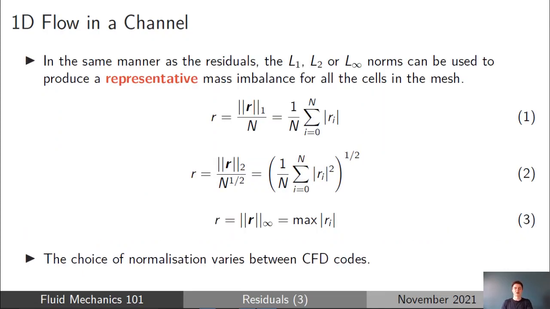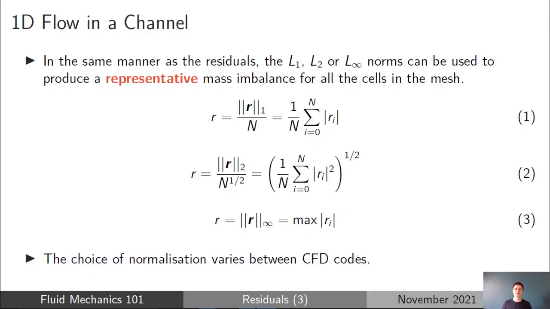Now, you'll have noticed, of course, that because every cell in the mesh has its own mass imbalance, when we're tracking convergence, we generally don't want to track all of those imbalances. We want to draw our line plot with a single value that converges, because it's a lot easier for us to track and to assess the convergence of our case. And the way that we go from our vector of mass imbalances to a single value is the same way that we did for the residual vector in part 1 of this talk. You can use the L1 norm, the L2 norm, or the L infinity norm to produce a representative mass imbalance for all of the cells in the mesh.